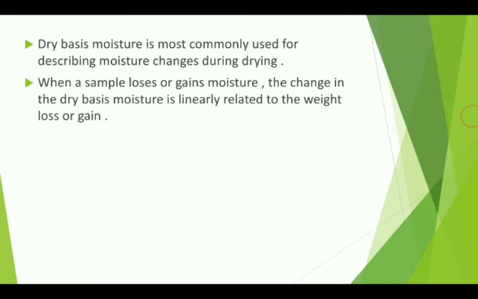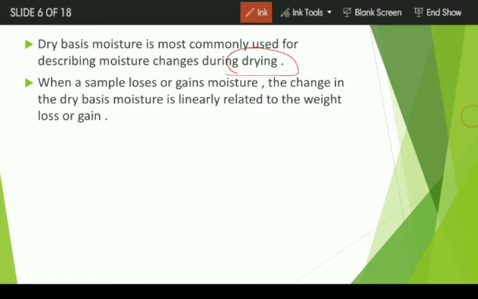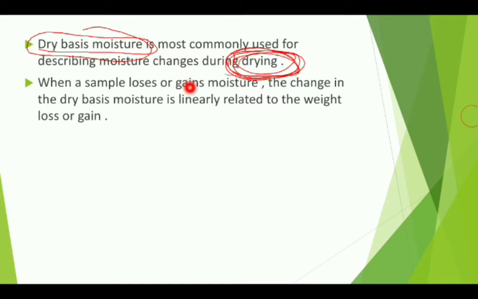Now, where is dry basis moisture content used? Dry basis moisture content is most commonly used for describing moisture changes during drying. Whenever we perform drying operations, we measure the moisture content on a dry basis. When a sample loses or gains moisture, the change in the dry basis moisture is linearly related to the weight loss or gain.